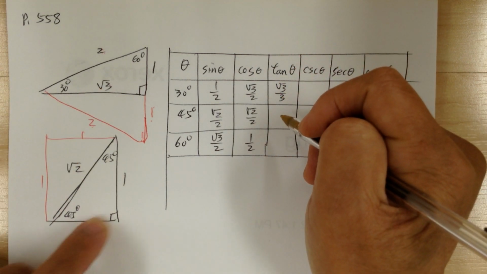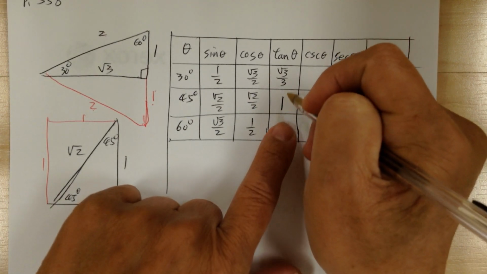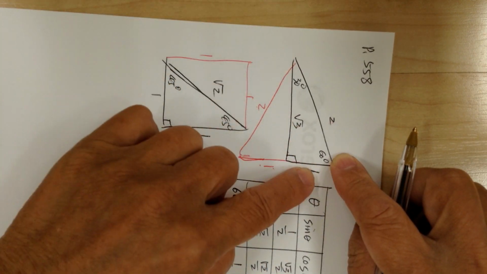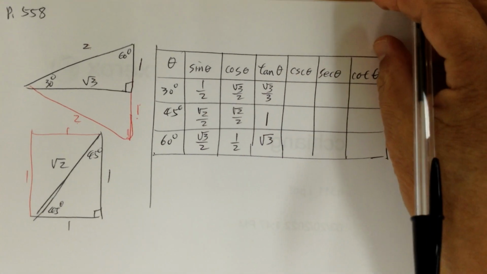Okay? And this one over here is 1 over 1, so that gives you 1. And the 60 degrees, you turn it this way, so the slope is this over this, so it'd be square root of 3 over 1. And so it'd be square root of 3.